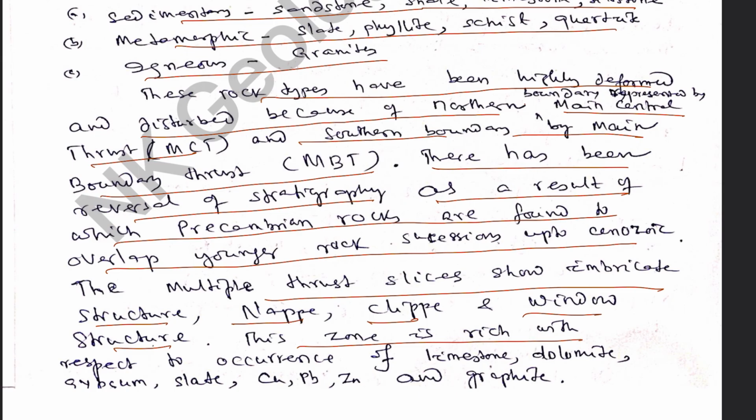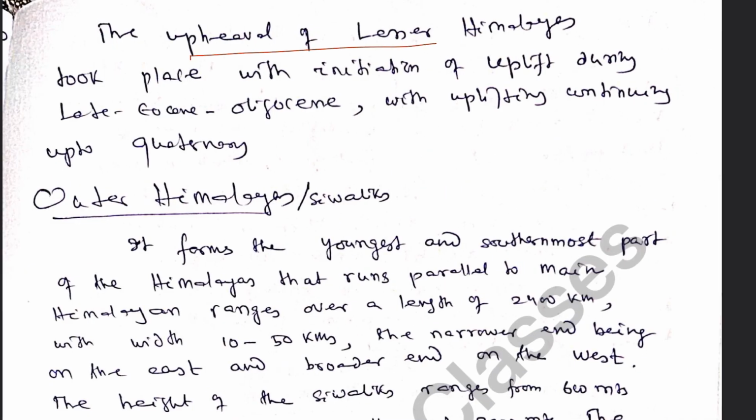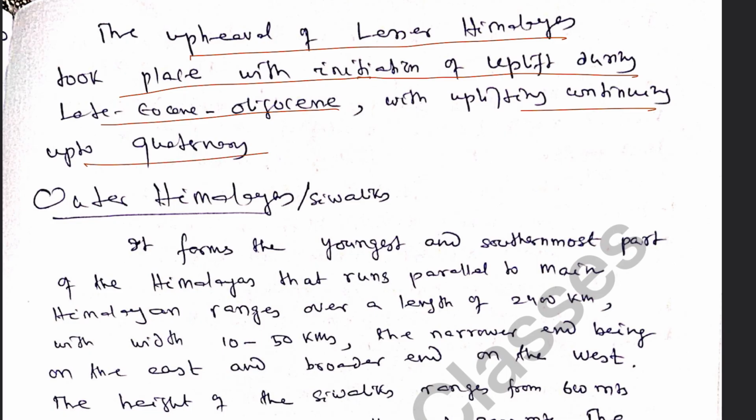This zone is rich in limestone, dolomite, gypsum, slate, copper, lead, zinc and graphite. The upheaval of the Lesser Himalayas took place with the initiation of uplift during the late Eocene-Oligocene time, with uplifting continuing up to the Quaternary. Even today the Himalayas have not achieved complete isostasy. The rise of the Himalayas is still continuing.